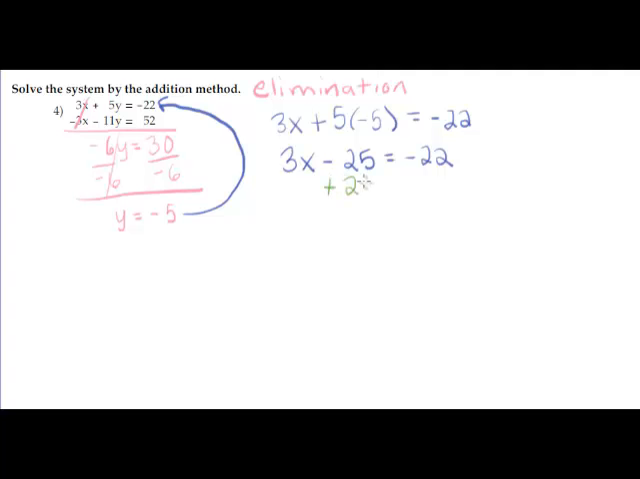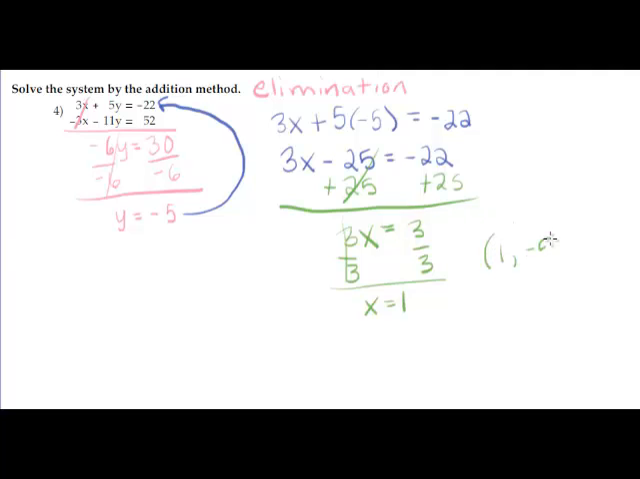Add 25 to both sides so that 3x equals 3. Divide by 3 and x equals 1. So our answer on this is 1 comma negative 5.